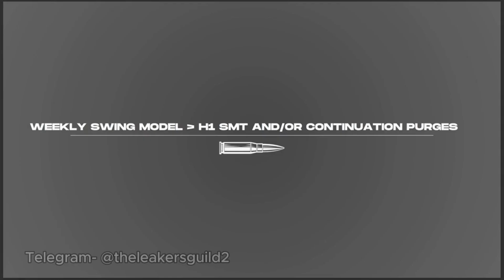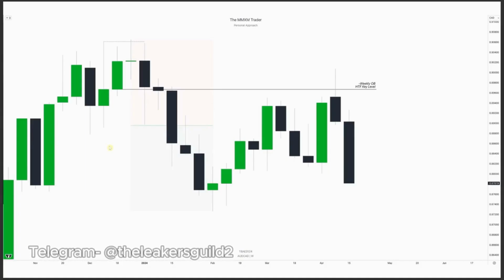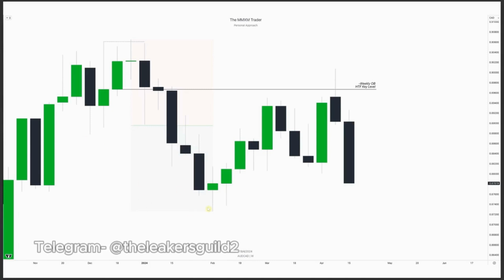Right, so now we'll talk about the weekly swing model. So we're going to be looking for the 1-hour SMT and or continuation purges. So over here we've got a higher time frame chart of AUD CAD. It's a weekly chart. As always, start out with mapping out discount and premium levels.